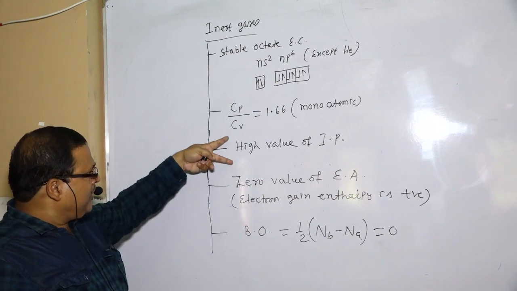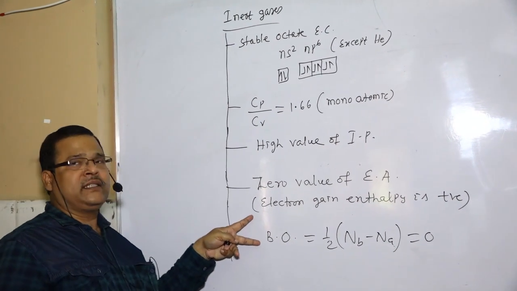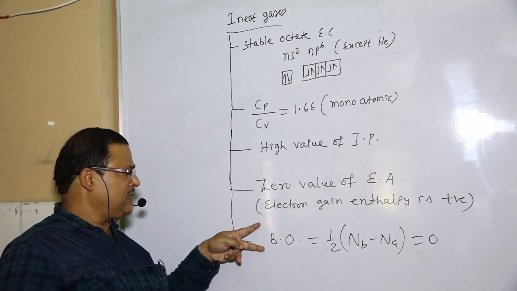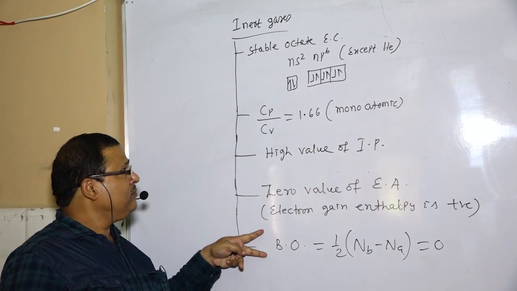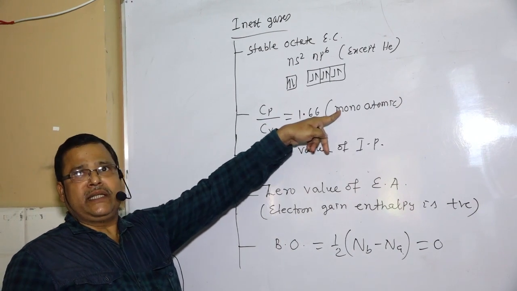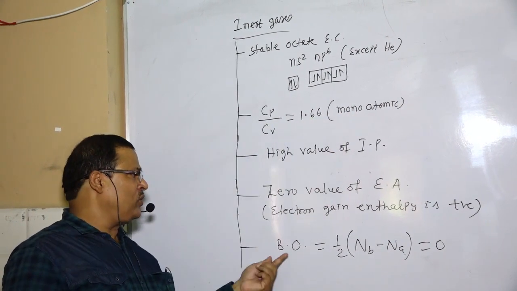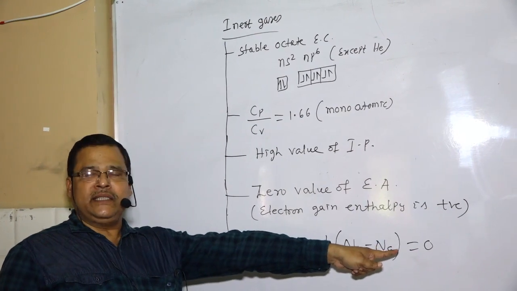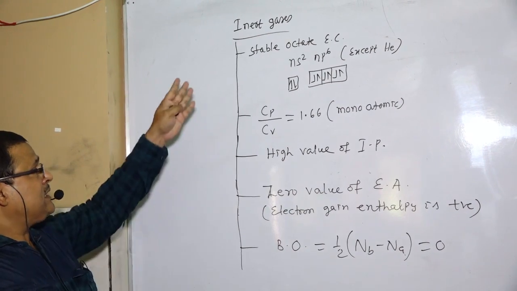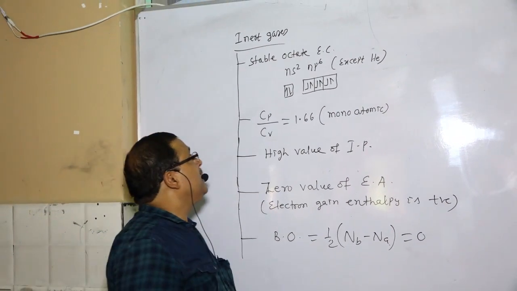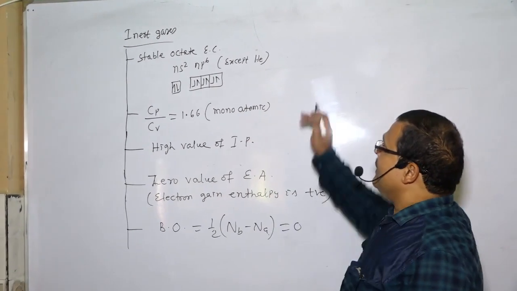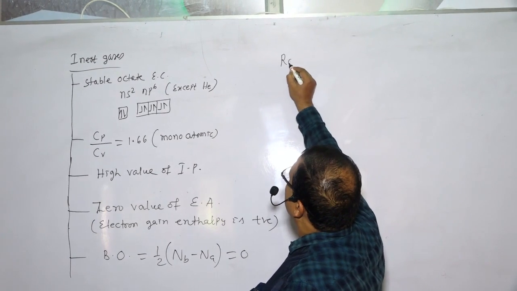So even if they have no ability to form diatomic molecules, like H2 or He2, they are not formed, because in that case Cp by Cv is equal to 1.66, which indicates monoatomic, and the bond order is found to be 0, which indicates that there is no formation of such a compound. So these are the reasons why group 18 elements are treated as inert gases. Then these are treated as rare gas.